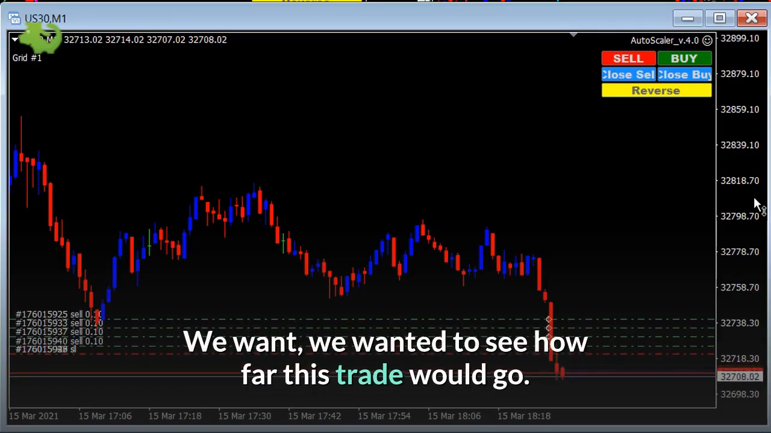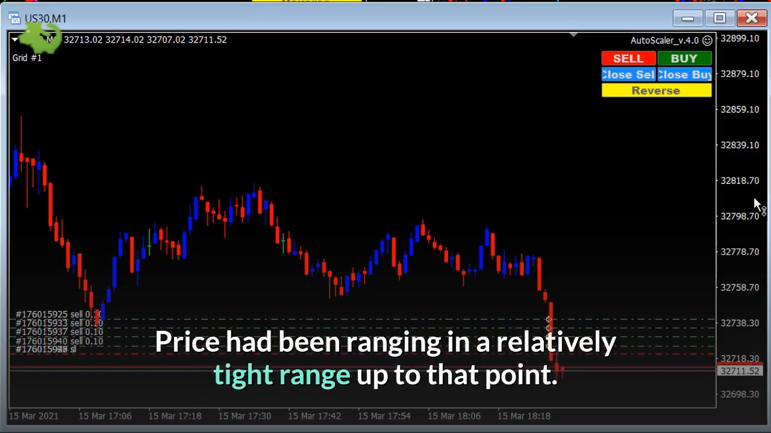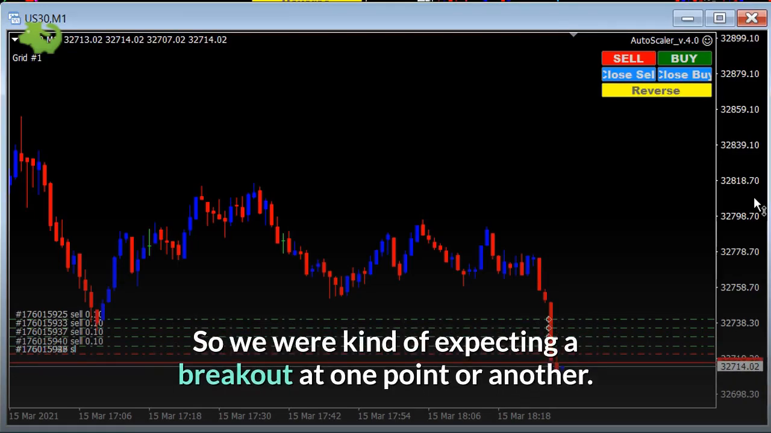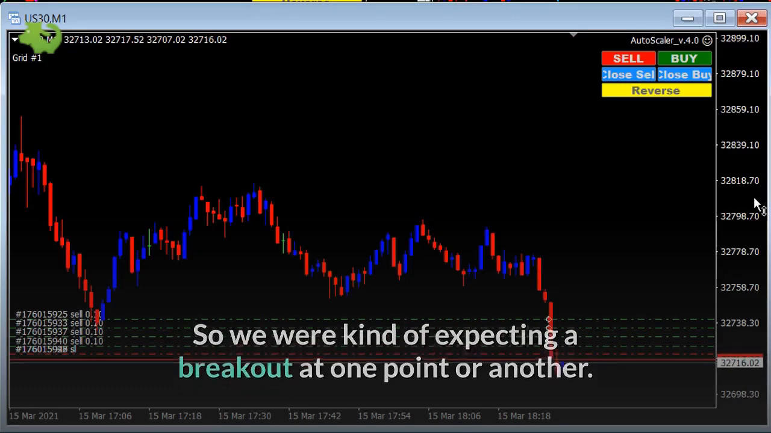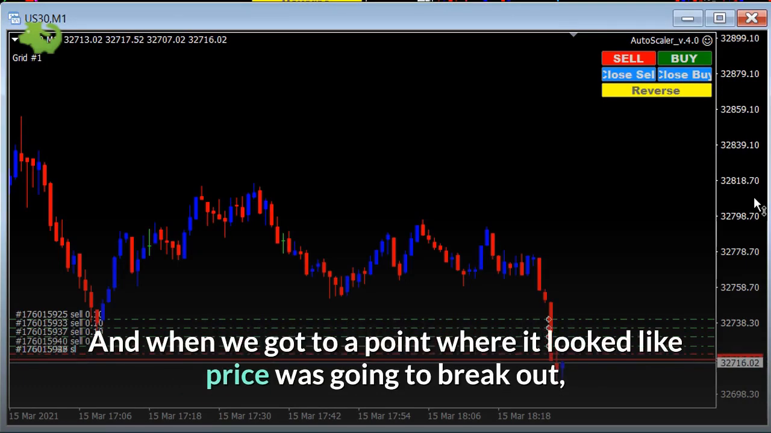We wanted to see how far this trade would go. Price had been ranging in a relatively tight range up to that point, so we were kind of expecting a breakout at one point or another. And when we got to a point where it looked like price was going to break out, we took the trade.